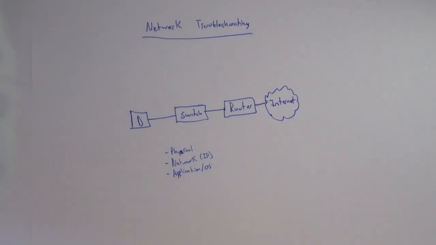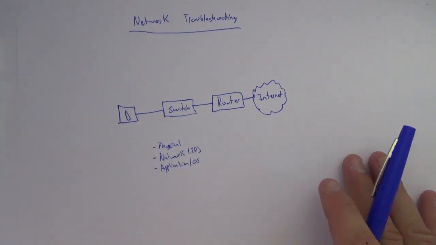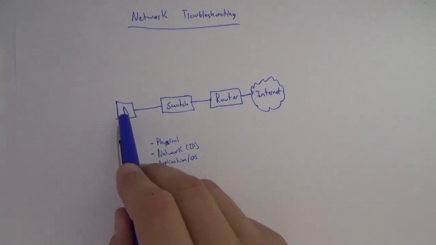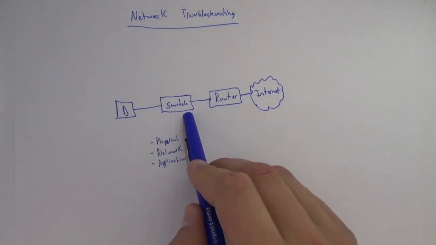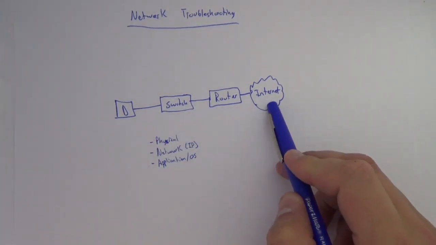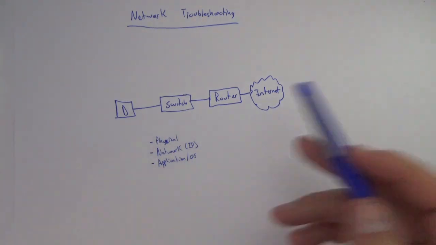Talk about network troubleshooting for just a moment. So I've just simply written down a diagram here of just a simple connection. Here's my desktop. It's connected to a switch, connected to a router, connected to the internet. And let's assume that in general this works.